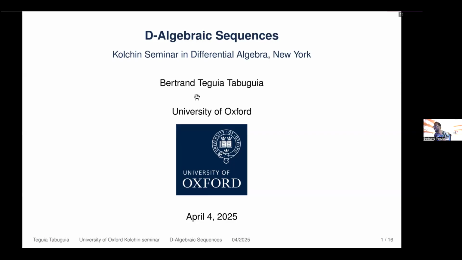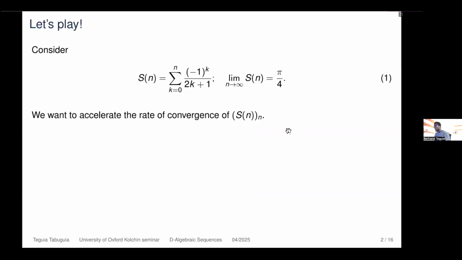So we're going to discuss this object, where the D in the title is for difference sequence. We will start with a motivating example, which I call a toy example here. We consider the sequence Sn, obtained from the arctangent function. It is the Leibniz formula for pi, and it is known to converge to pi over 4. We are going to try to accelerate the rate of convergence of this sequence to pi over 4.